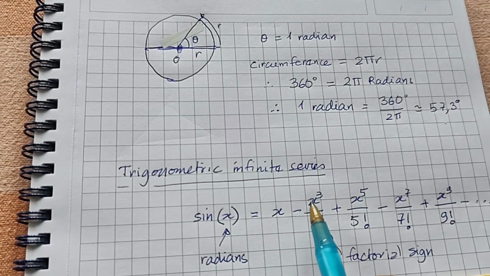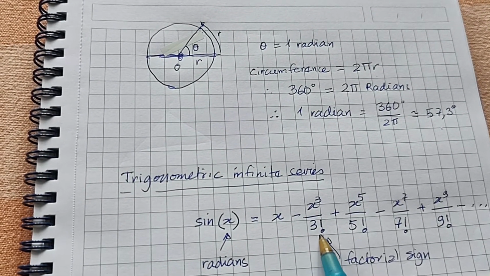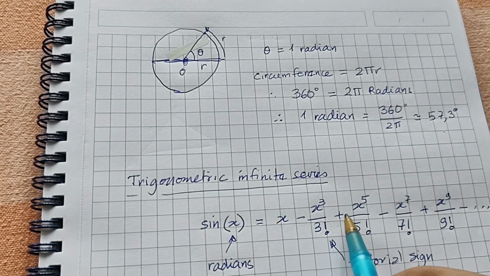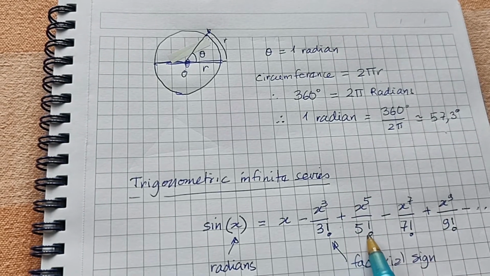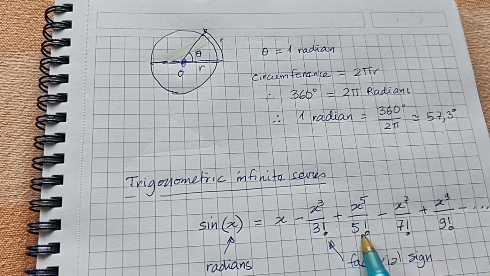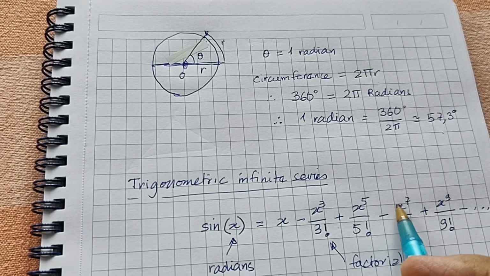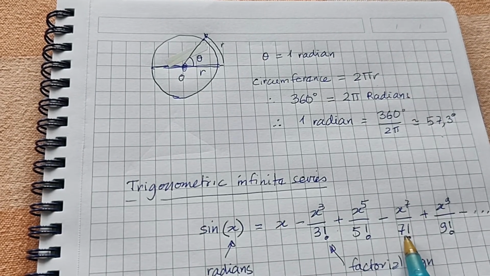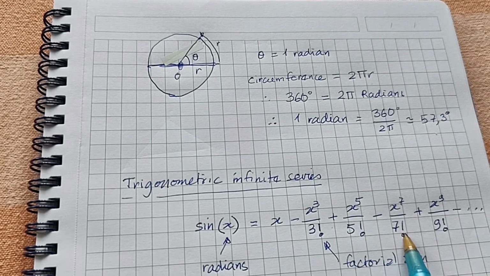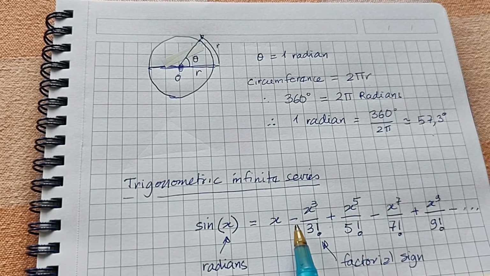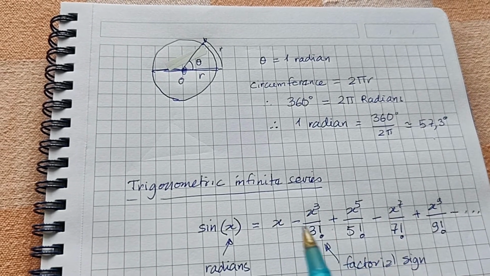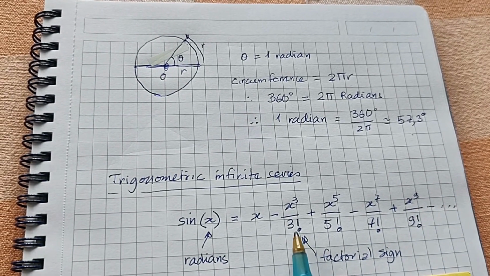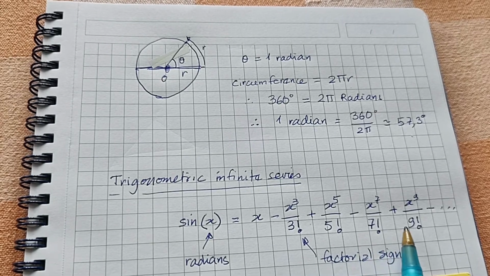So you start with x minus x cubed divided by 3 factorial. This is a factorial sign. It means 1 into 2 into 3. Plus x to the power 5 divided by 5 factorial, which means 1 into 2 into 3 into 4 into 5. Minus x to the power 7 divided by 7 factorial, which means 1 into 2 into 3 into 4 into 5 into 6 into 7. So you see it alternates: minus, plus, minus, plus. Here it is 3, 5, 7, 9, next will be 11, and 3 factorial, 5 factorial, 7 factorial, 9 factorial.